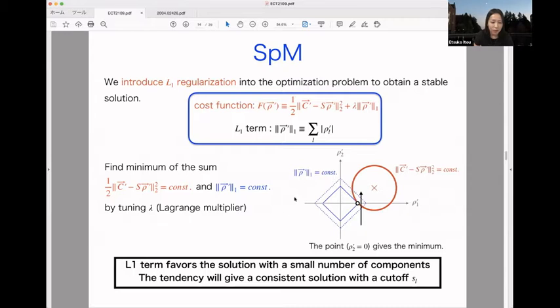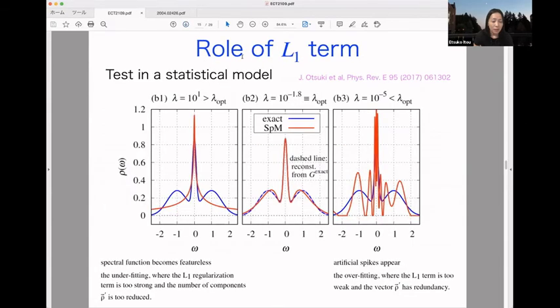This L1 regularization term favors a solution with a small number of components. In my understanding, in this situation rho 2 takes both positive and negative values, and such a property gives an instability of the solution. So we pin down rho 2 equal to 0 in this scheme. This is a very intuitive, good toy example to explain the role of the L1 term. Actually, this is given in Shinaoka-san's paper.